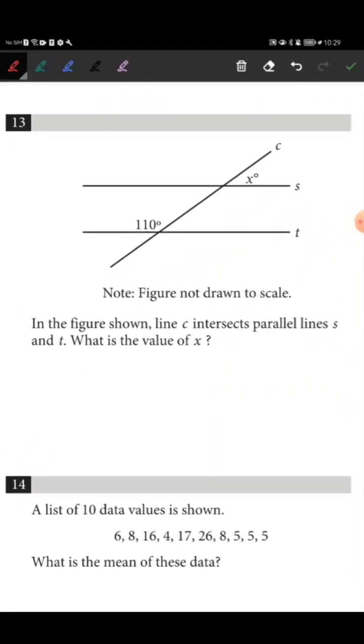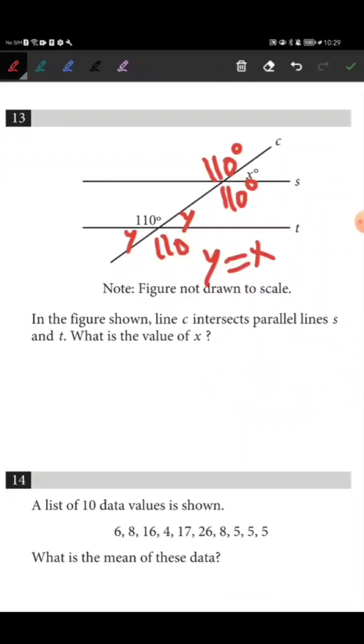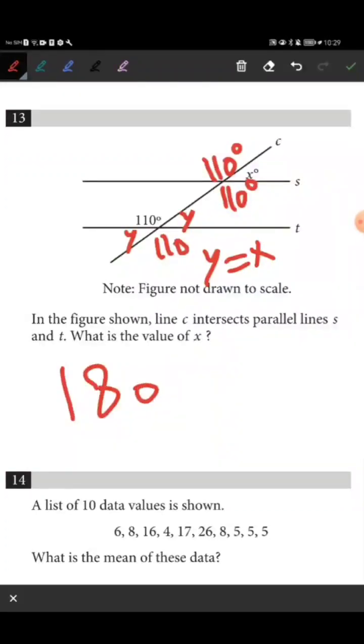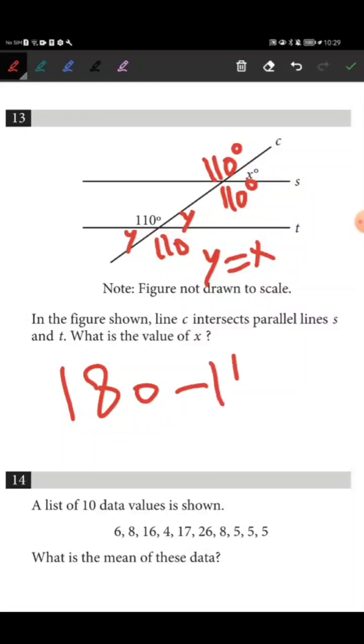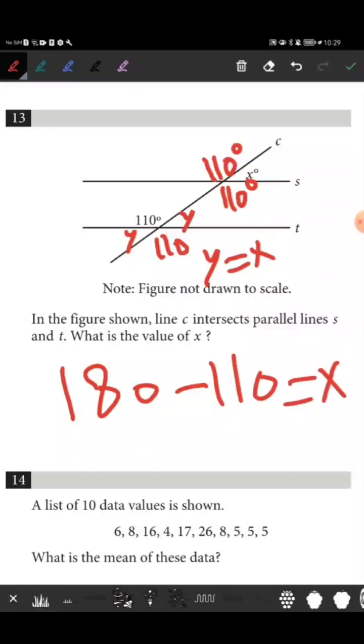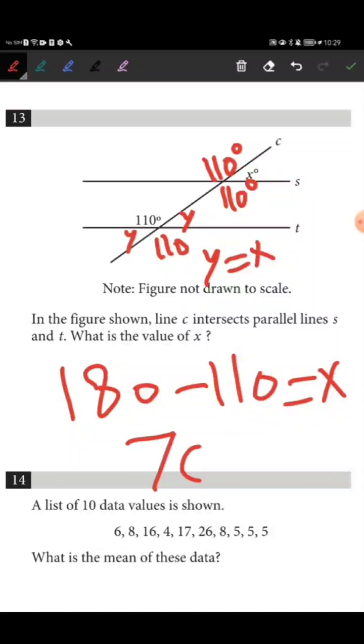So how can we find y? We can find it by saying that 180 minus 110 equals x, or y, which is the same thing. So 180 minus 110 equals 70. So x equals 70, and this is the value of x.